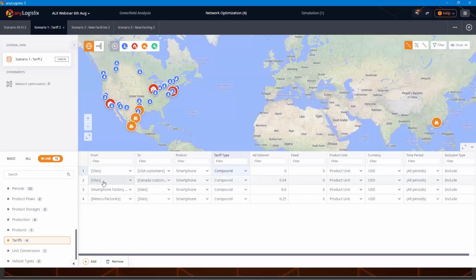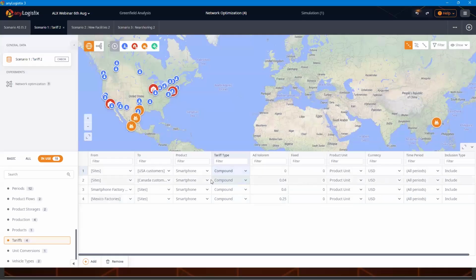DCs which are in the USA shipping to Canada, you can select the product here. In our case, it's only one product. The tariff will be 4%. Similarly, from the factory in China to the DCs in the USA, the tariff will be 60%. So that's what we are really seeing right now. The tariff is very, very high from China. And from Mexico to the DCs in the USA, the tariff will be like 0.25.